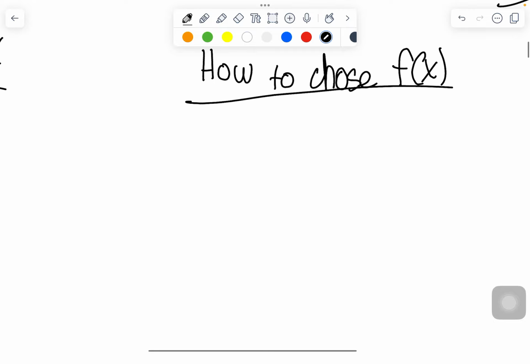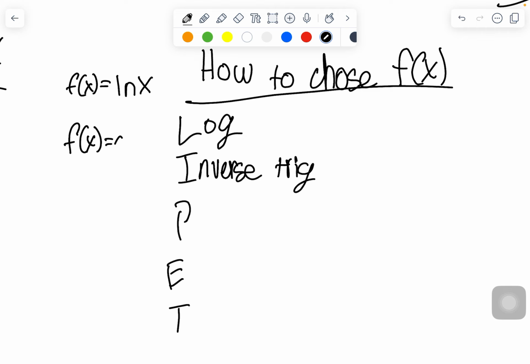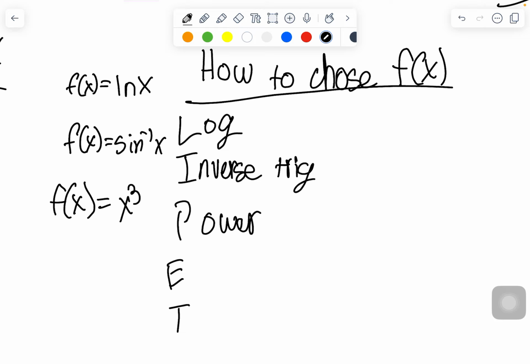And that rule is called LIPET. So first is log. Whenever you see a log function like ln of x, you immediately want to set f of x to that because it's hard to integrate this. Then we have inverse trig because this is easy to derive but hard to integrate. So f of x equals sine negative 1 x. Then we have power. This is a little easier to integrate, but it's still not worth that much time. So like something like x cubed.